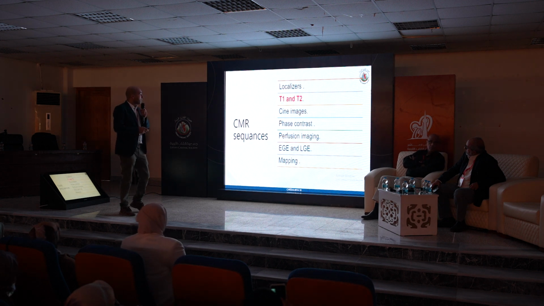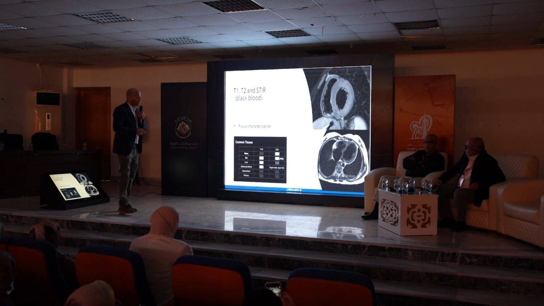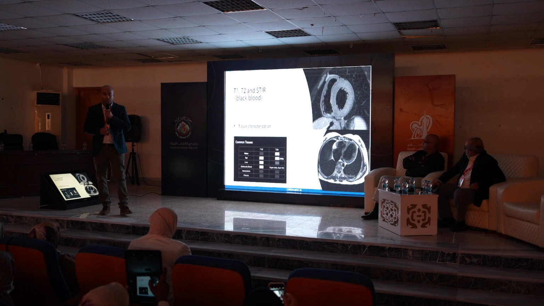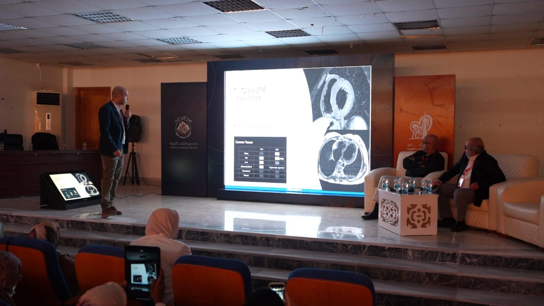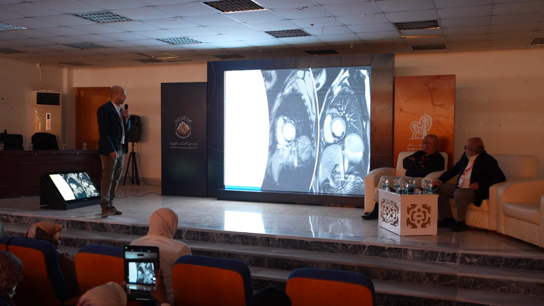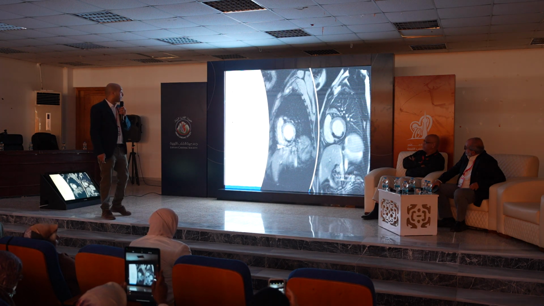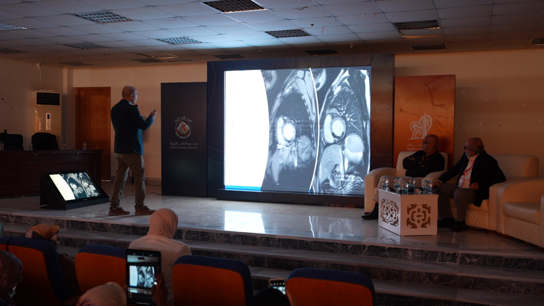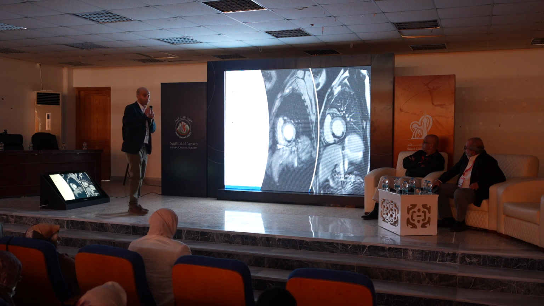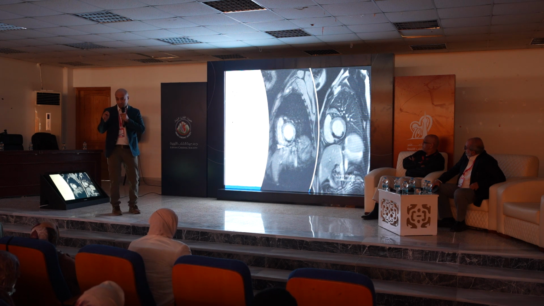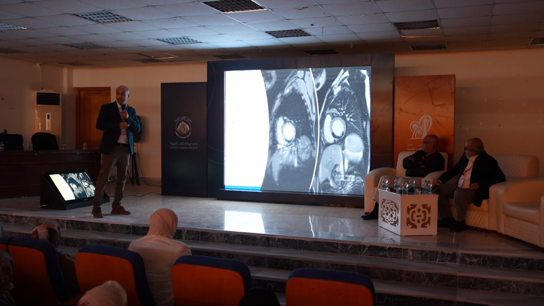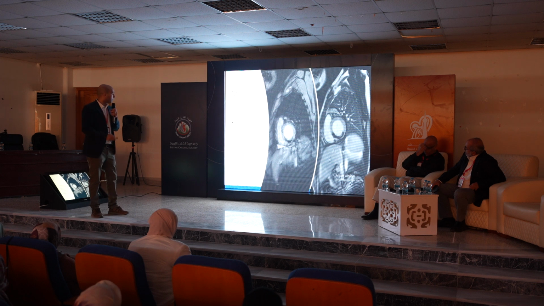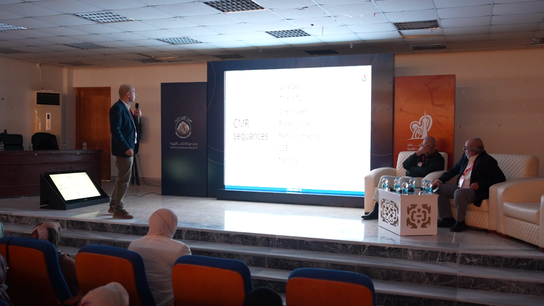Then T1 and T2 images, or black blood images. We usually use black blood imaging for tissue characterization. Another type of black blood imaging is the T2 star. T2 star we use to quantify the deposition of iron in the myocardium and liver, especially in cases of chronic hemolytic anemia such as thalassemia.